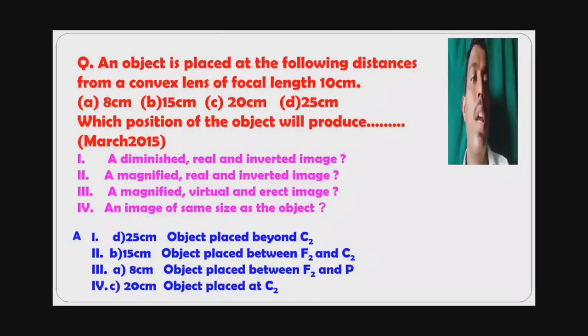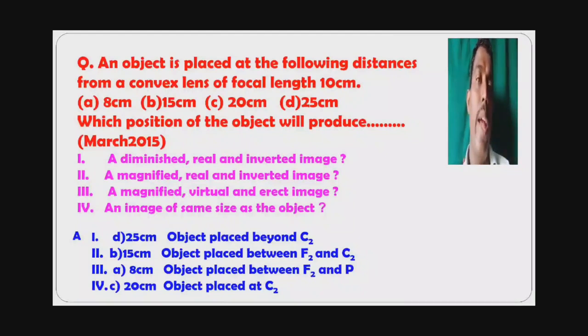Second one, a magnified, real and inverted image. When the object is placed between F2 and C2, it forms a magnified, real and inverted image. Object placed between F2 and C2 is nothing but the object placed at 15 centimeters. Focal length is 10 centimeters, radius of curvature is 20 centimeters. That's why when the object distance is 15 centimeters, it is placed between F2 and C2.